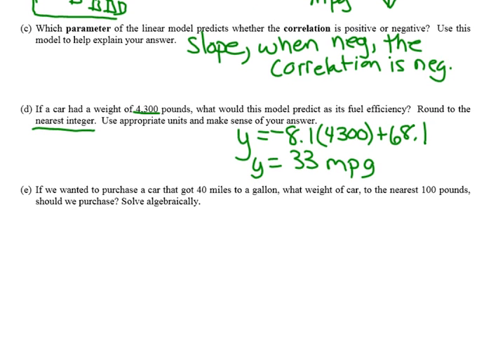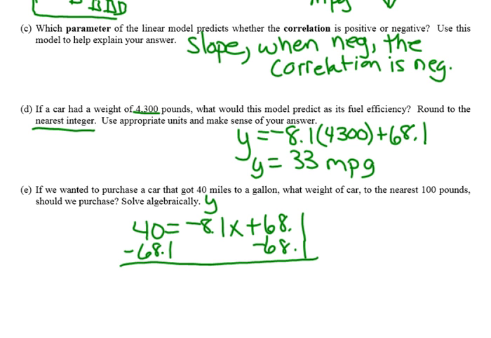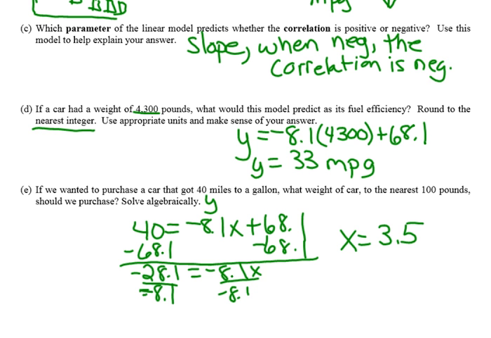If we wanted to purchase a car that got 40 miles to the gallon, what weight of the car? So now this is y, and we're going to try to figure out the weight of the car. So we have 40 equals negative 8.1x plus 68.1. Now we have to get x by itself, so we're going to subtract 68.1, which is going to give me negative 28.1. Divide by negative 8.1, which gives me, when you do this, you're getting 3.5. But what you have to remember is that's 3.5 thousand, which means the weight of your car is really 3,500 pounds.